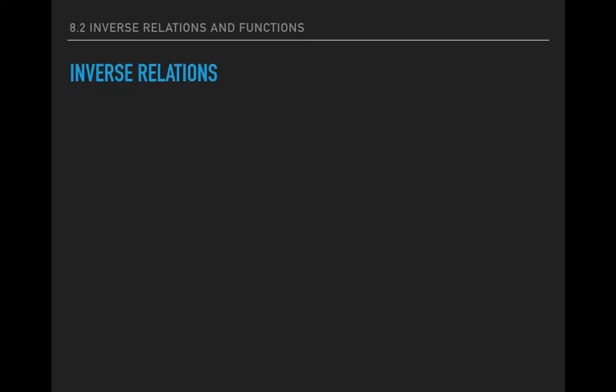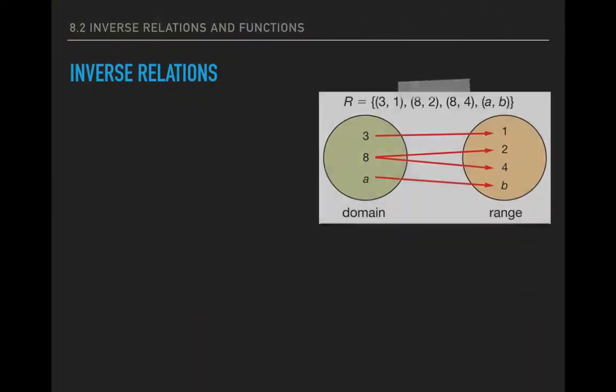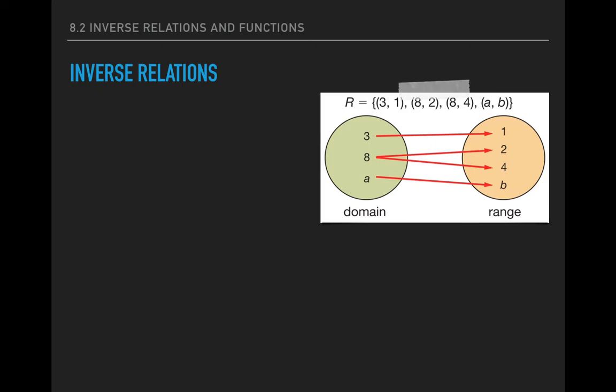Let me show you what this looks like graphically. Here we have a relation R. And in our relation R, you have the ordered pairs (3, 1), (8, 2), (8, 4), and (a, b). This is our relation. You'll see that the green circle are the x values, our domain values, and they are being mapped to their corresponding range values.